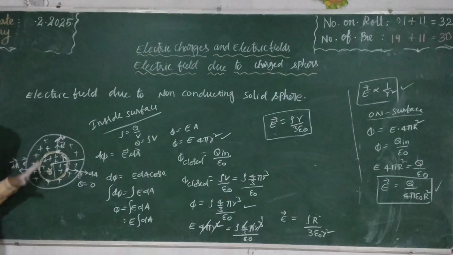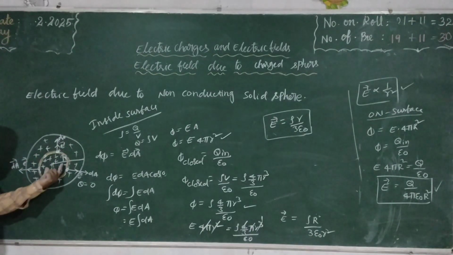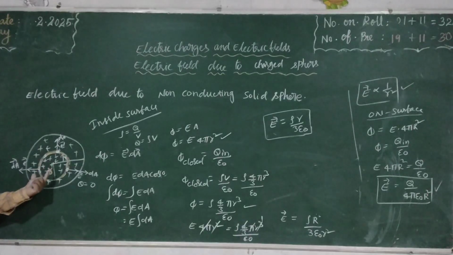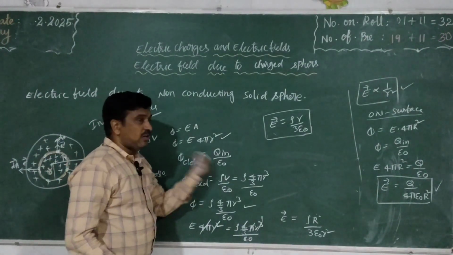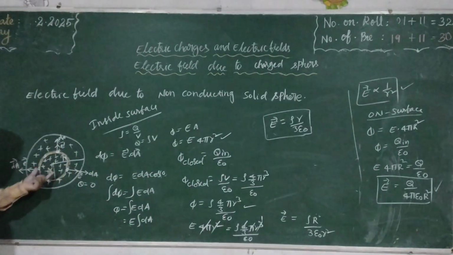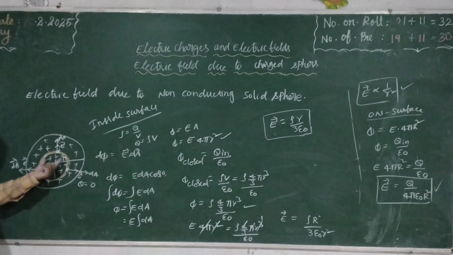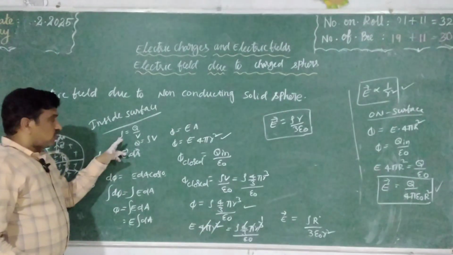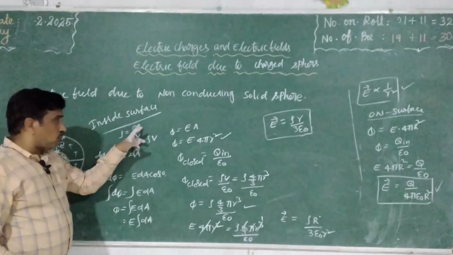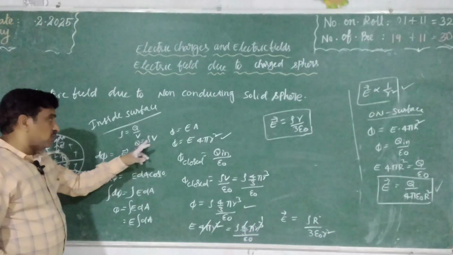Now by using Gauss law, the net flux through a closed surface is 1 by epsilon naught times q inside. So the flux through a closed surface equals q inside by epsilon naught. What is q inside here? Rho equals q by V, the volume charge density equals charge per unit volume. From that, charge equals ρV.